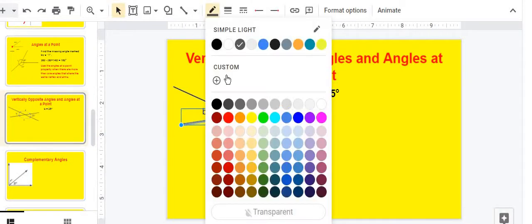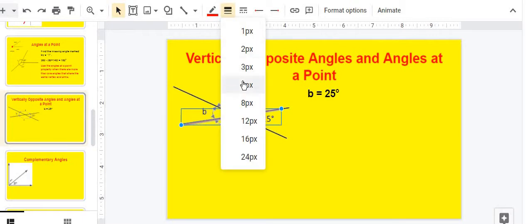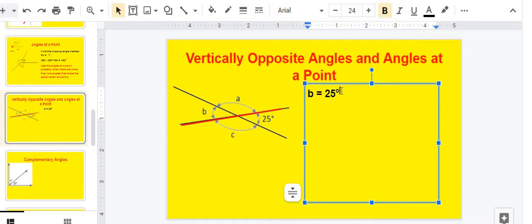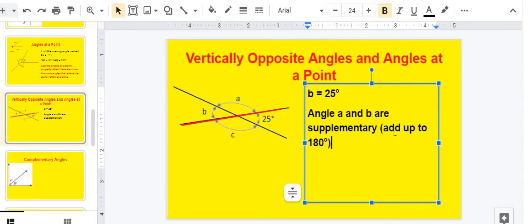Now you can see that, I'm just going to highlight where the line is, angle B and angle A are on the same line. So I'm going to use the supplementary angles property. So I'm going to say angle A and B are supplementary because they're on the same line and they are adjacent. So that means they are supplementary, and supplementary angles add up to 180 degrees.